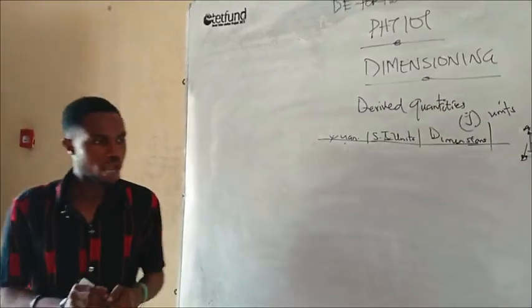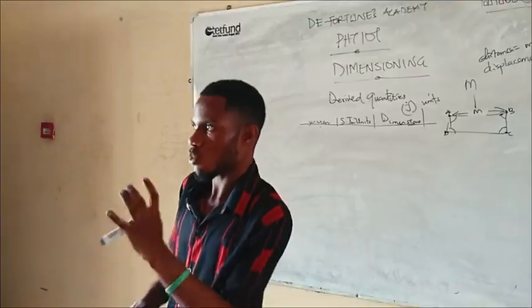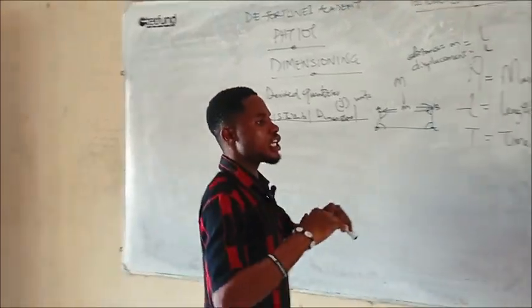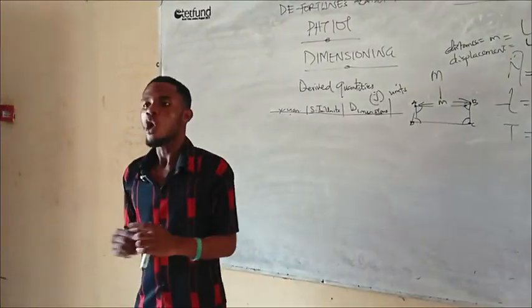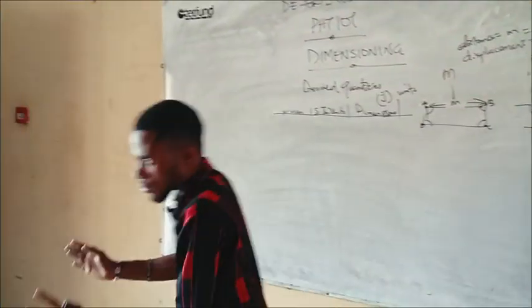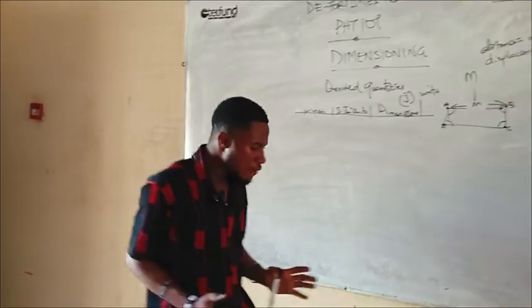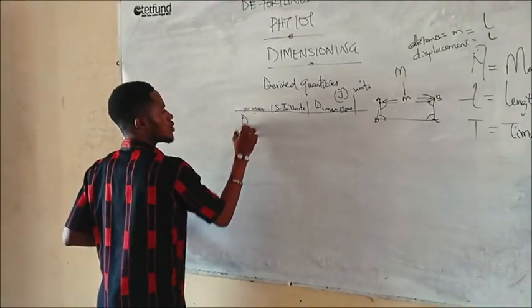Definition: a derived quantity is a quantity that is gotten from a simple combination of another quantity, or gotten from a simple combination of the fundamental quantities we just finished, or it is a quantity that is dependent on another quantity. That simply means without fundamental quantity, no derived quantities. So let's get the first one, which is what? Area.